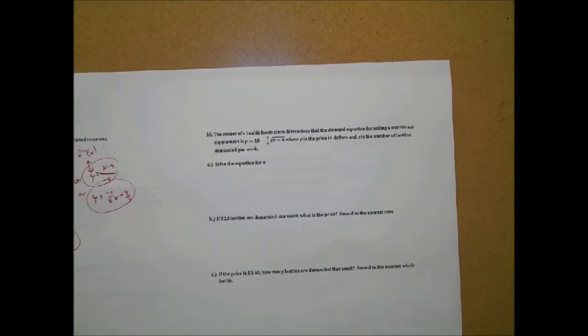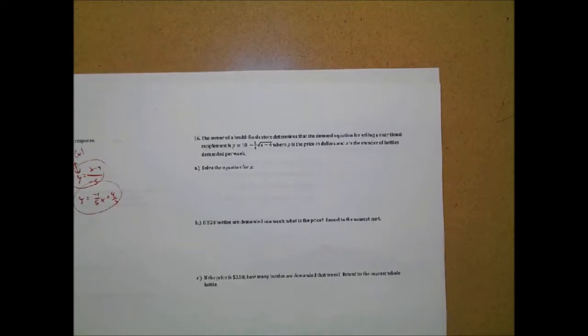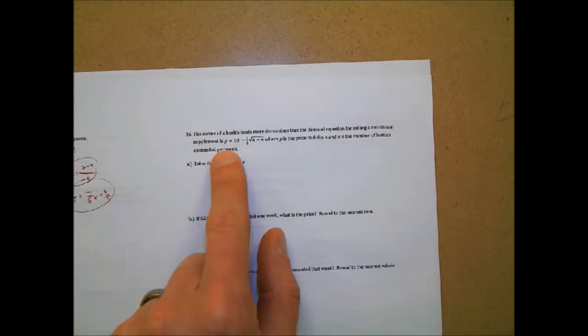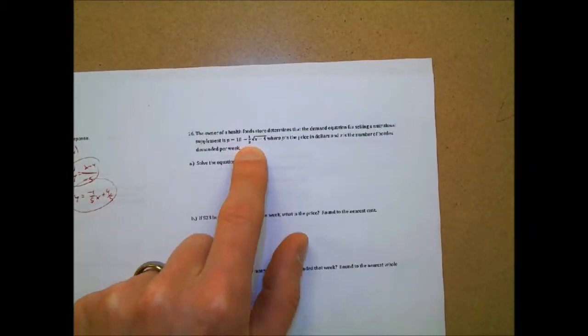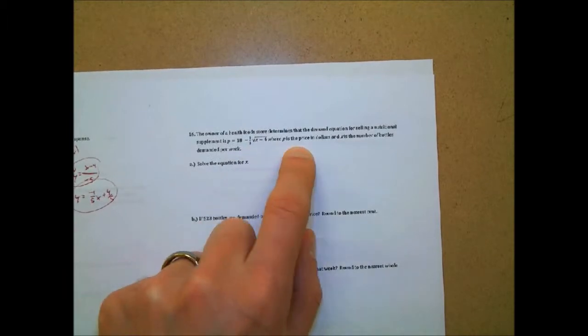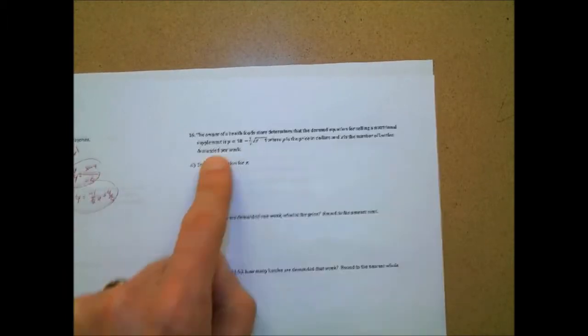All right, number 16. The owner of a health food store determines that the demand equation for selling a nutritional supplement is P equals 18 minus 1/2 square root of x minus 4. P is the price in dollars. X is the number of bottles demanded per week. Basically the price of the bottles is going to change depending on how many bottles people want, right? So we're supposed to solve the equation for x first.